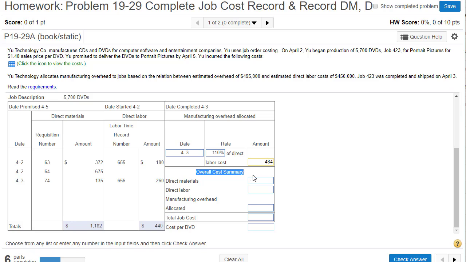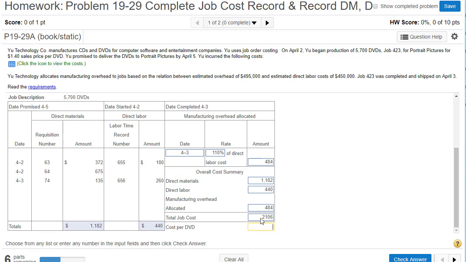So now we need to do the total costs. So this is simply taking direct materials, 1182, copy, paste, direct labor, 440, copy, paste, and manufacturing overhead, which is right here, 484, copy, paste, and then we're just supposed to add up these costs. Remember, a job, a product that we're making, has only 3 costs: direct materials, direct labor, and manufacturing overhead. We're going to add those up, and that gives us 2106.